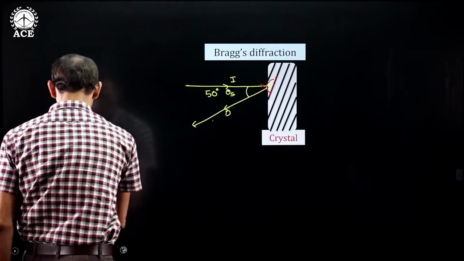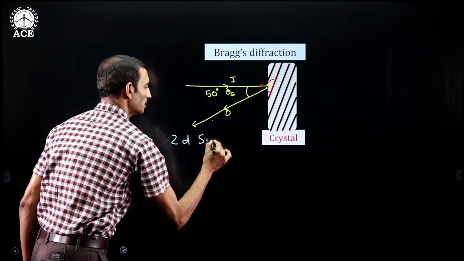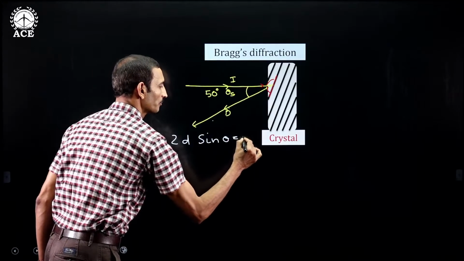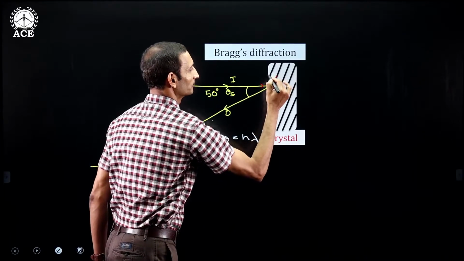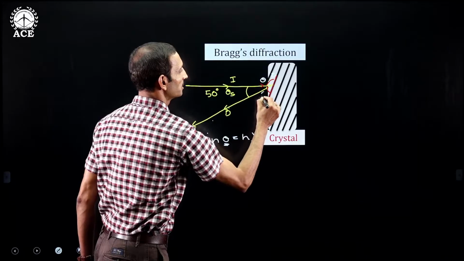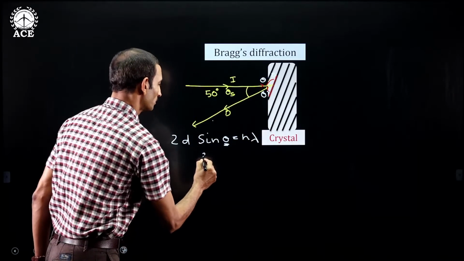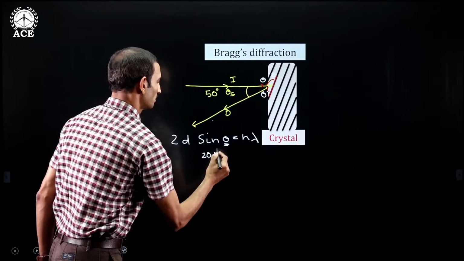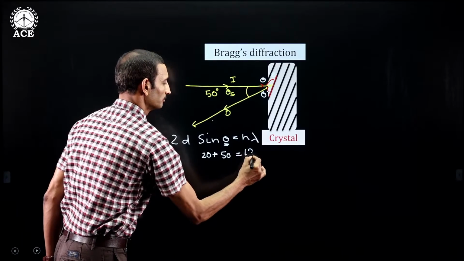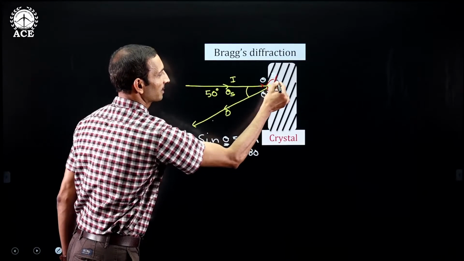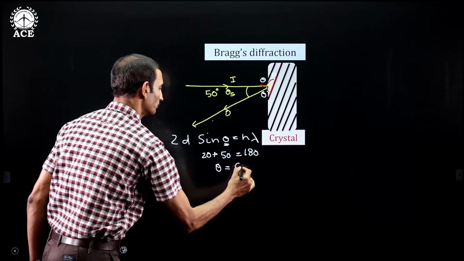So in our equation 2d sin theta = n lambda, our theta is this one. Sorry, I would write it here, theta. This is also theta, these ones. So now we can write 2 theta plus theta s, which happens to be 50, is 180 because it's a straight angle, as you can see. So theta would be 65.